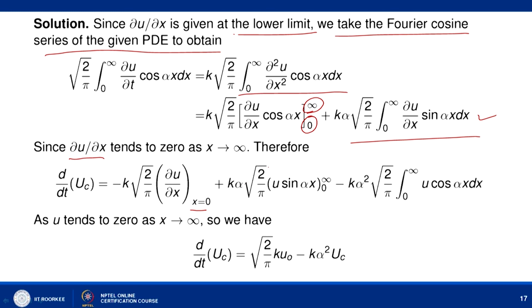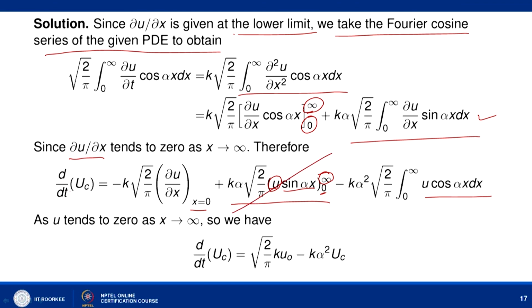We can write k alpha root 2 by pi u sin alpha x from 0 to infinity minus k alpha square root 2 by pi integral from 0 to infinity of u cos alpha x dx. Now, if you look at this boundary point, as x tends to infinity, u tends to 0. So, this part is gone, and at x equal to 0 this sin alpha x is 0. So, this boundary term will vanish.